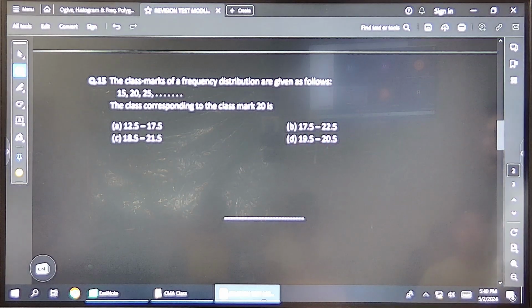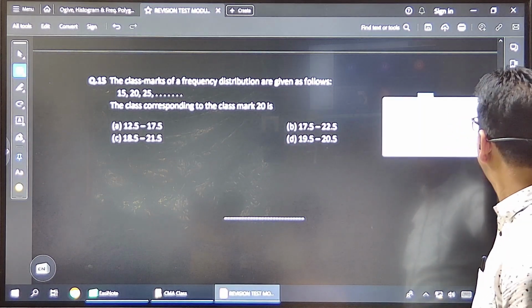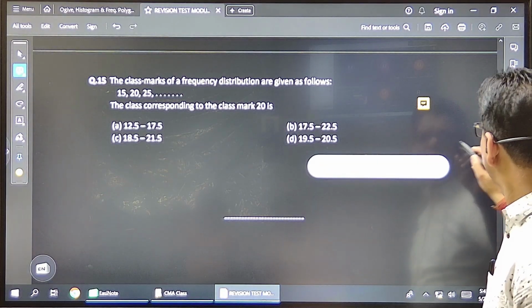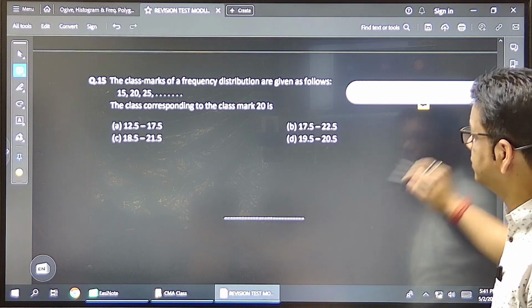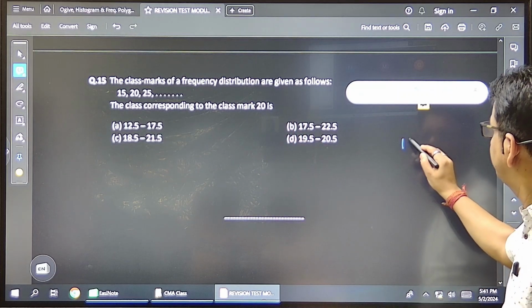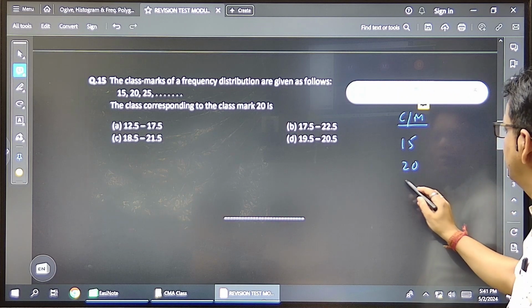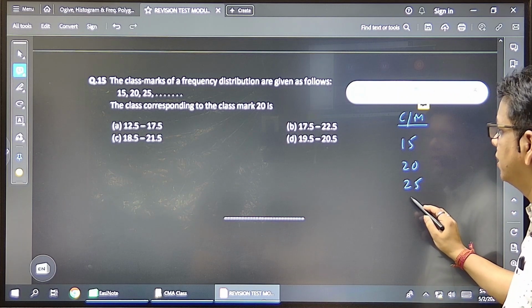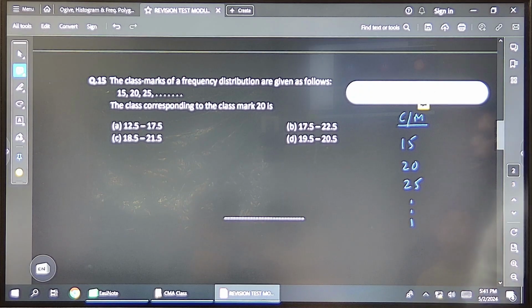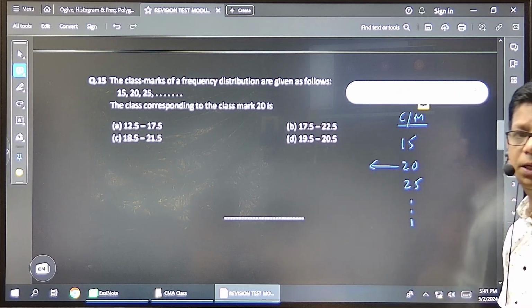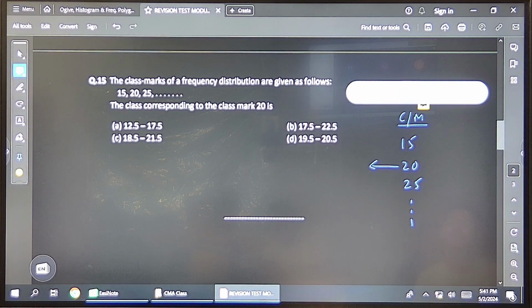Look at this. Here the question is given in reverse. The class marks are given. In the last batch also I found some students couldn't understand this question. The class marks are given in reverse, like 15, 20, 25, and so on. They are class marks. The question is, which is the class for 20? For this 20, which is the class? Try to answer.